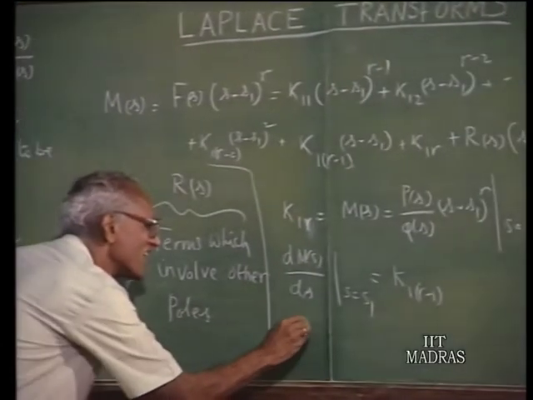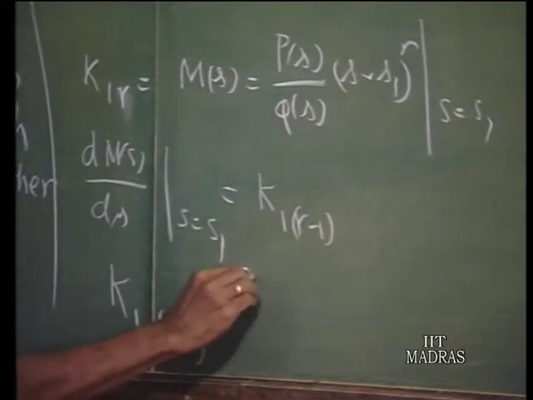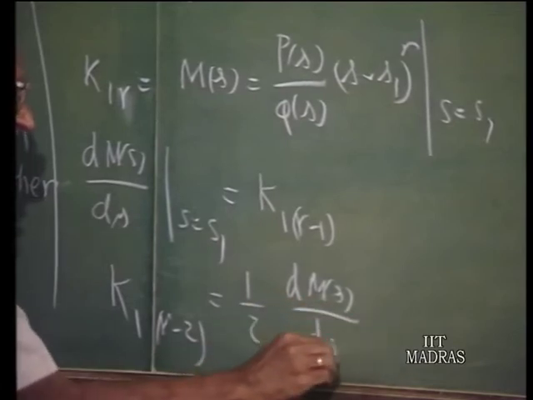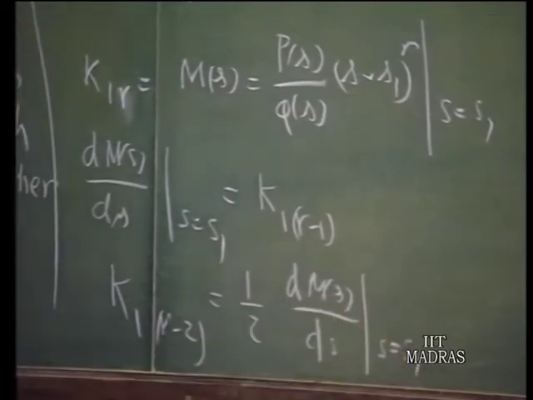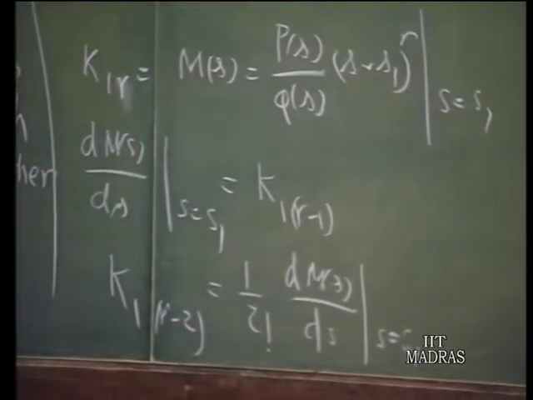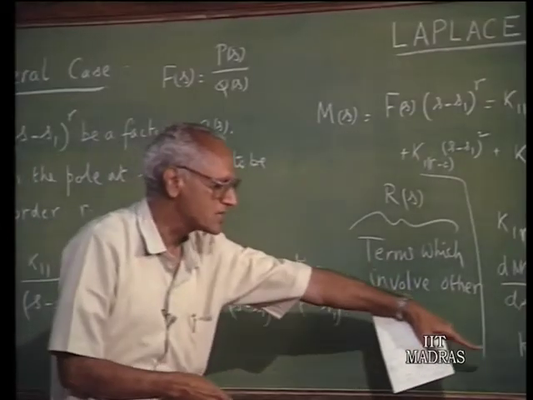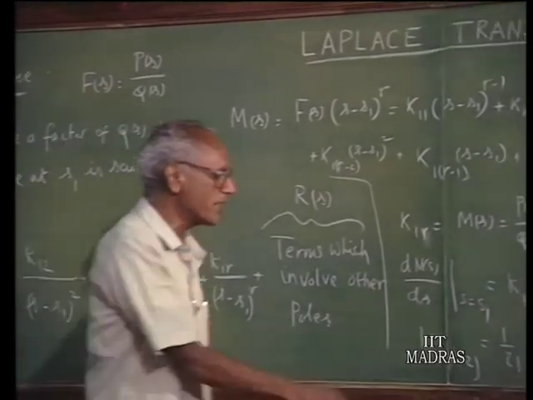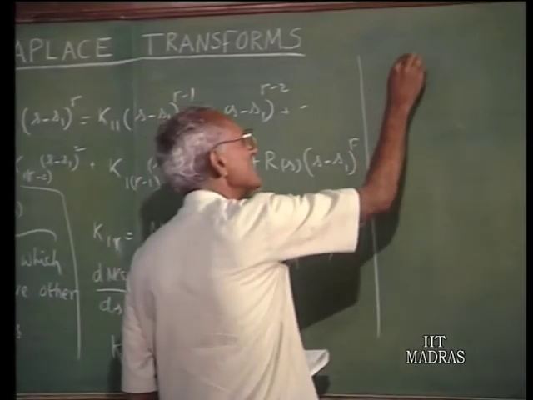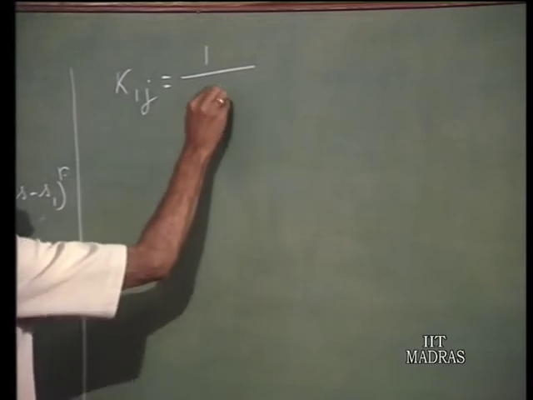Therefore, you have k1r minus 2 will be 1 upon 2 dm s over ds, substitute s is equal to s1. As a matter of fact, instead of 2 I will write 2 factorial because that is how it progresses. At the previous term, when you take k1r minus 3, you will get in the final analysis 3 factorial, that is how it goes. So, continuing this discussion, it is easy to verify. You can show that k1j is obtained as 1 over r minus j factorial.